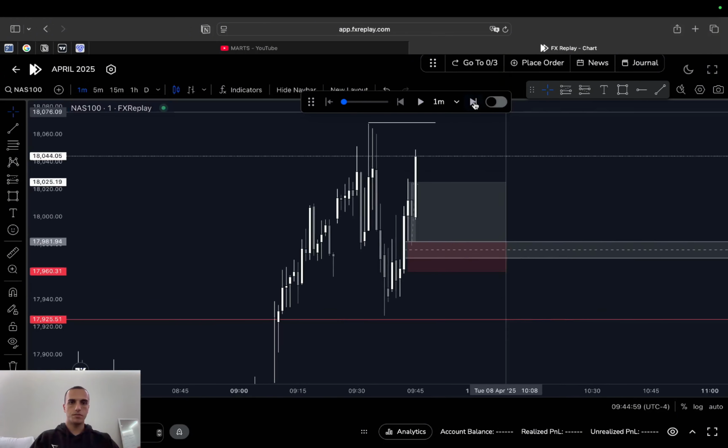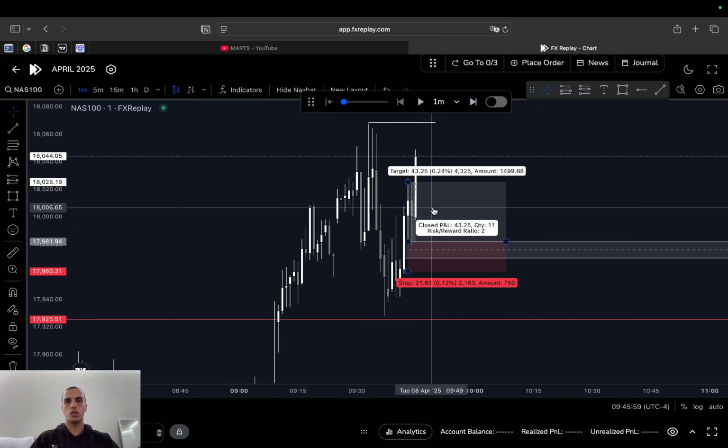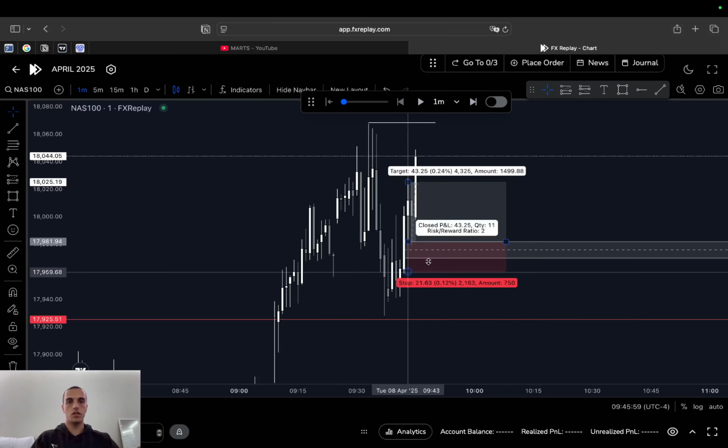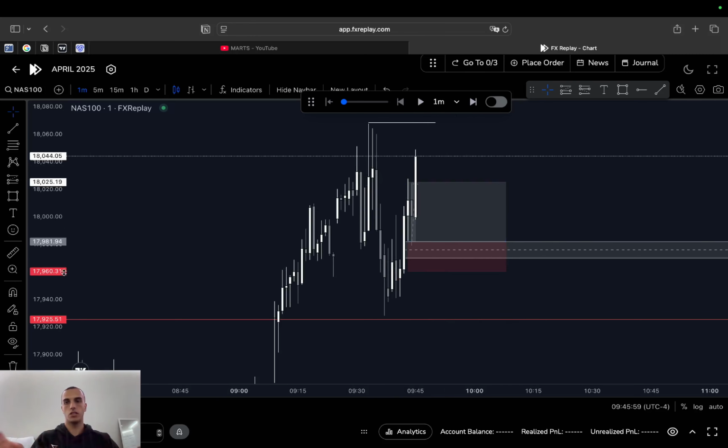So let's see. All right, straight up 1 to 2. So I enter at 9:44. As soon as it taps, stop loss right there, and then I got my 1 to 2. As simple as that.